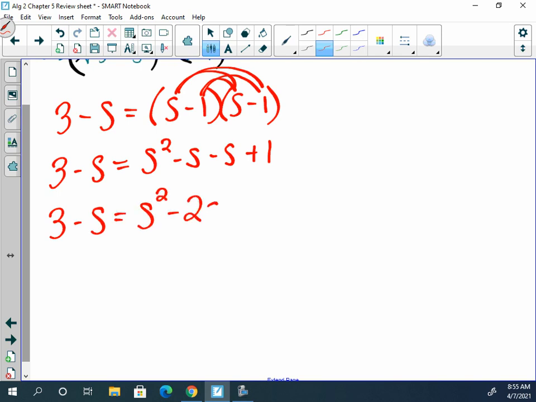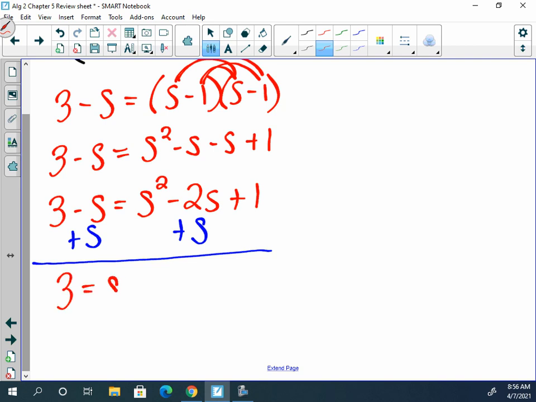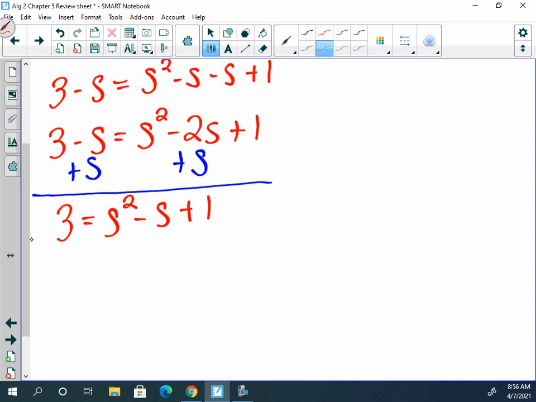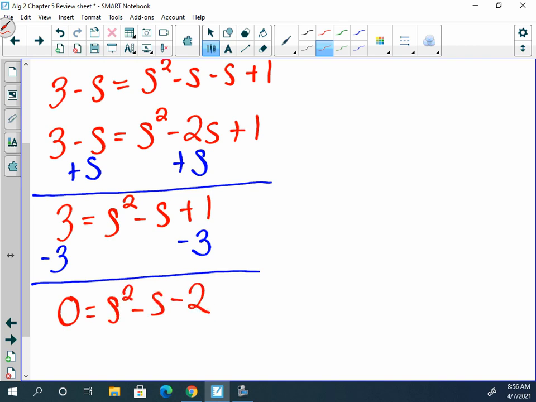Now we can combine like terms, because negative s minus s is going to be negative 2s. Negative 1 minus 1 is negative 2. So I have an s squared, which means this is a quadratic. We need to get everything on the same side. So I can do that by adding s to both sides. So we get 3 is equal to s squared minus s plus 1. And then what can we do? We can subtract 3 from both sides, which will give us 0 is equal to s squared minus s minus 2.